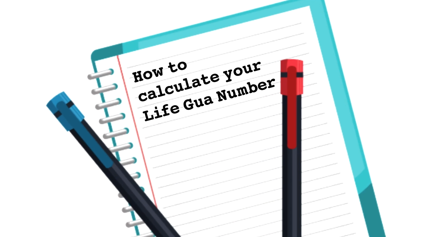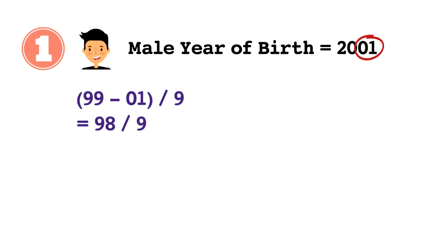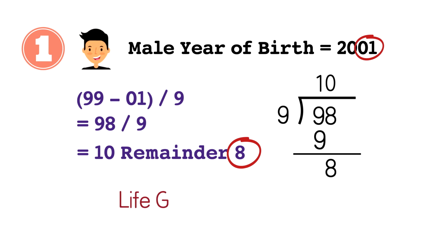Now let's look at some examples of how to calculate your Life Gua number if you are born in or after the year 2000. Example 1. If you're a male born in 2001, the last two digits of your birth year is 01. Based on the formula, we use 99 minus 01 divided by 9, which is 98 divided by 9. When 98 is divided by 9, the result is 10 and the remainder is 8. Therefore, your Life Gua number is 8.